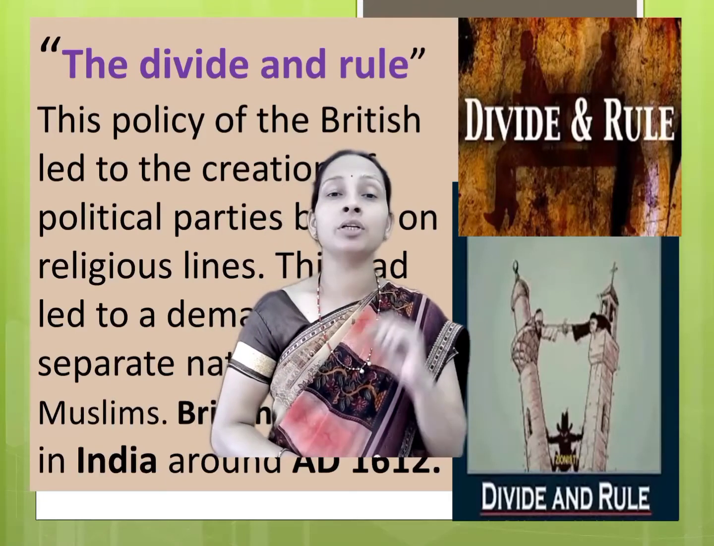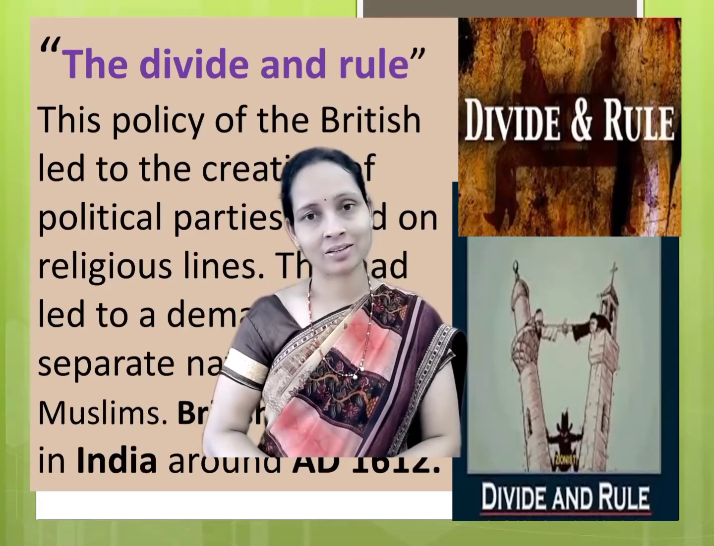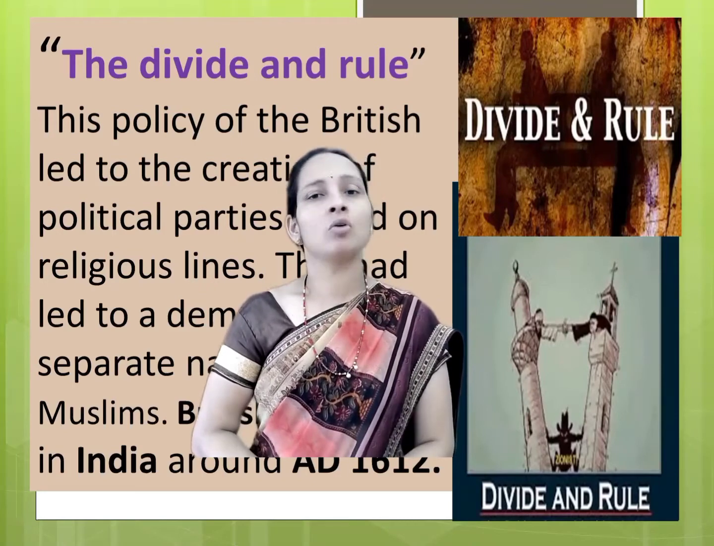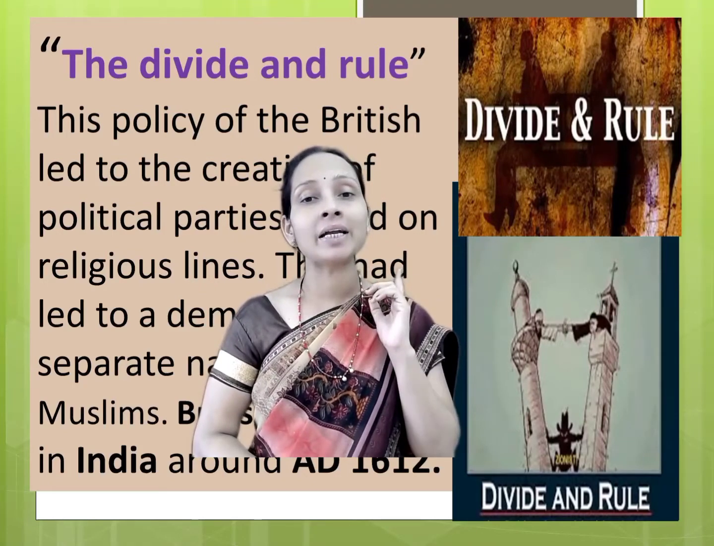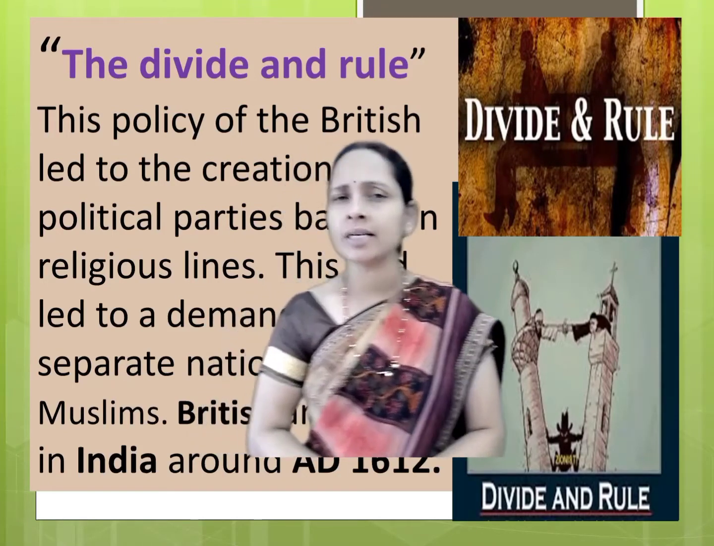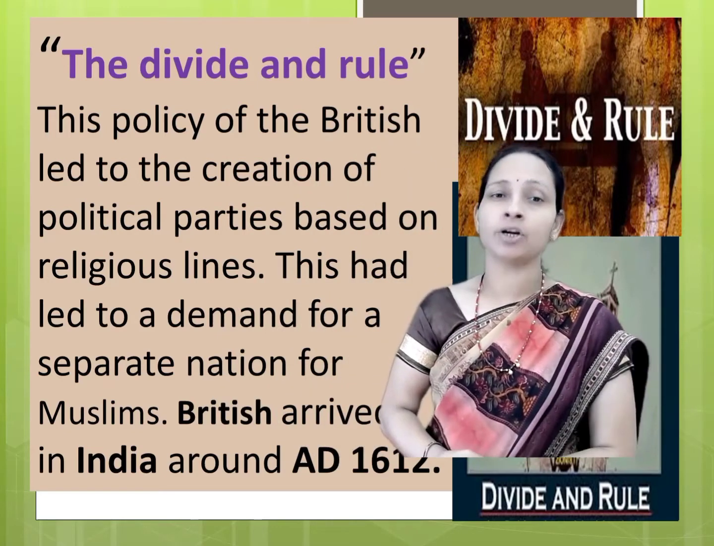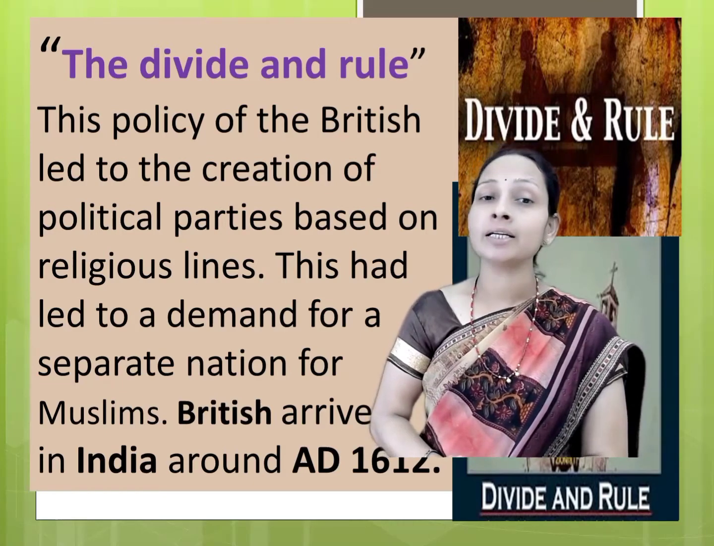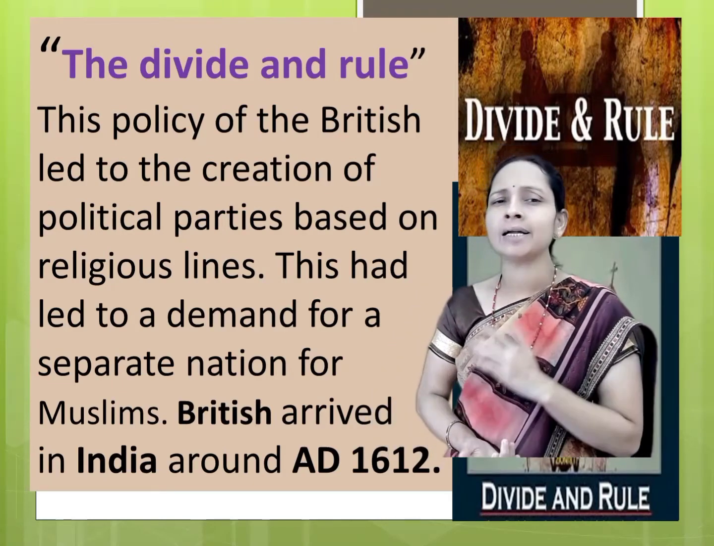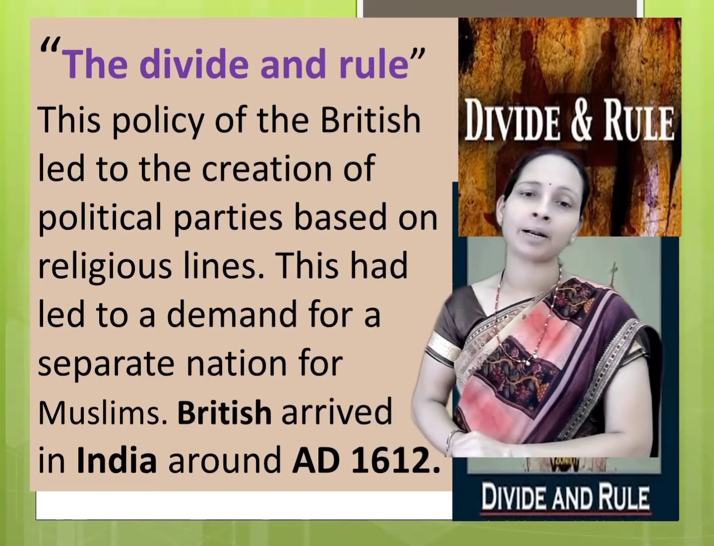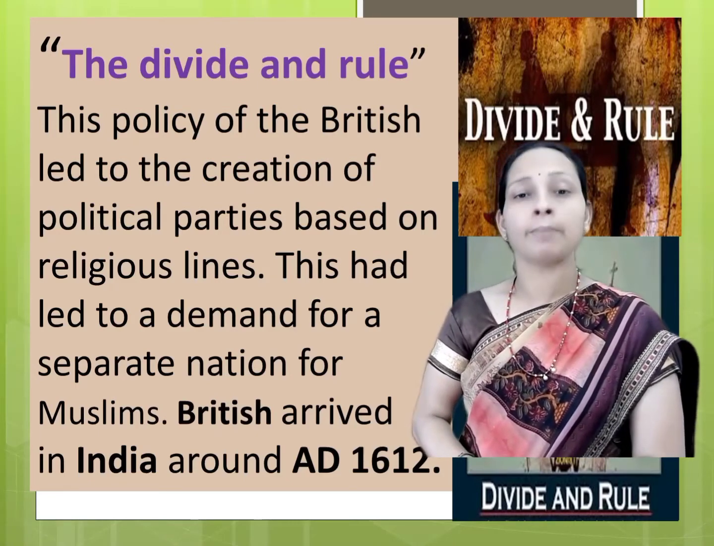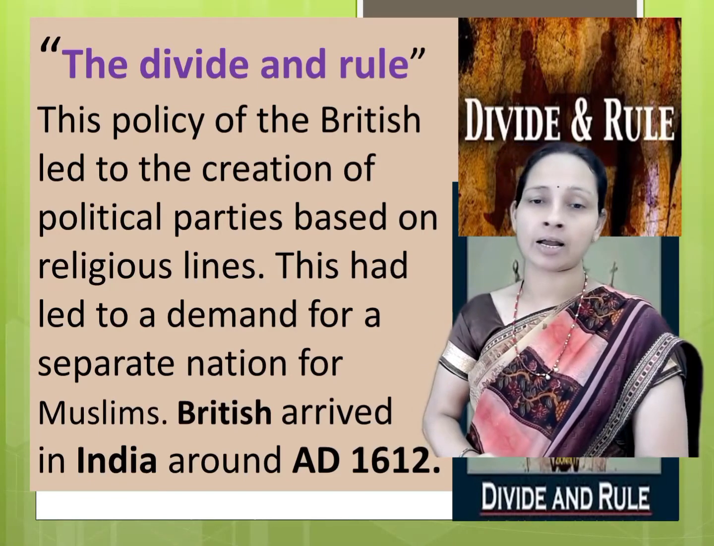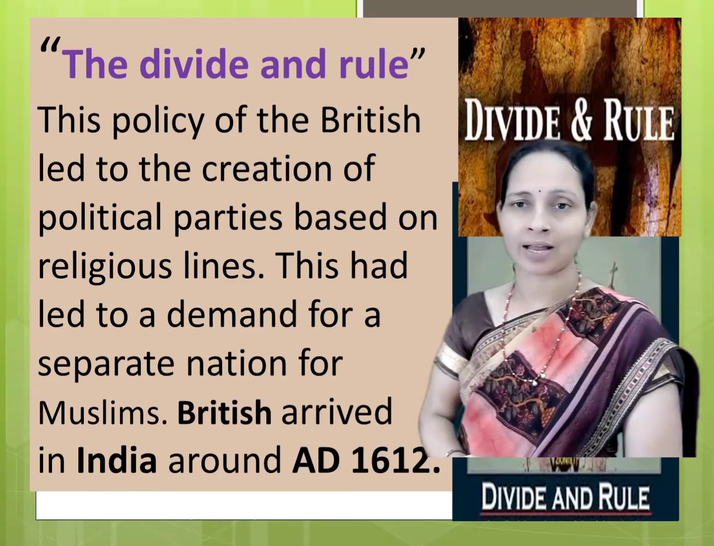Let's see about divide and rule. Yes, I will repeat here. We will see about the divide and rule policy. This policy of the British led to the creation of political parties based on religious lines. This had led to a demand for a separate nation for Muslims. The British arrived in India around AD 1612.